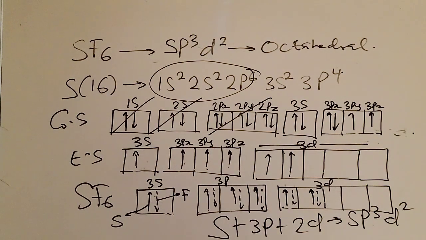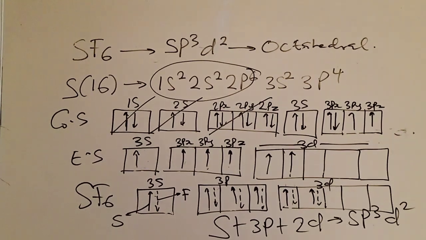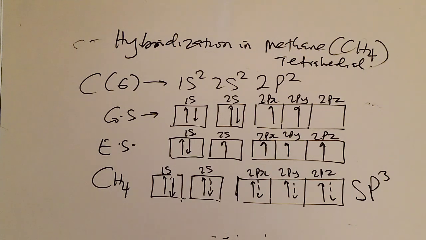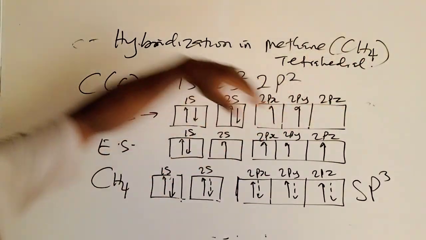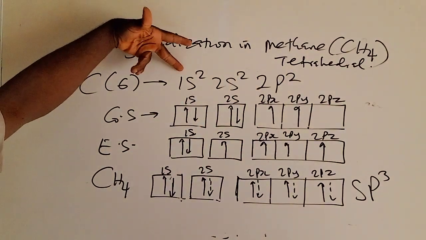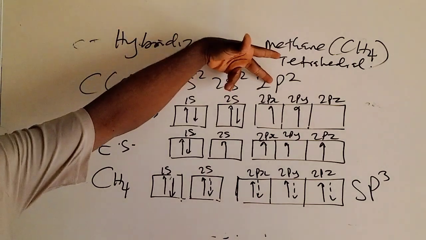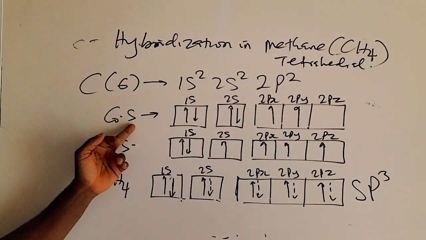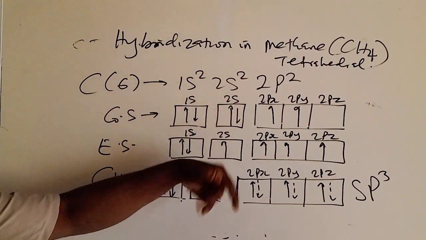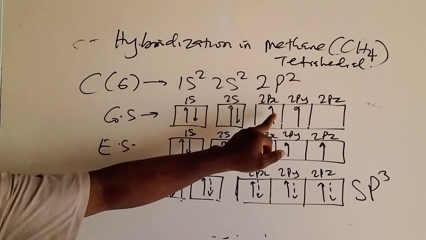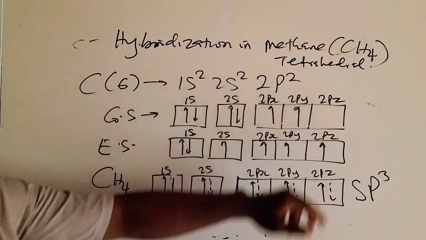sp3d2 hybridization pattern. So let's see what we can take on hybridization schemes in hydrocarbons. Let's quickly look at the hybridization scheme in methane, a molecule with tetrahedral shape. Methane is CH4, the central atom is carbon, with electronic configuration 1s2, 2s2, 2p2. In the ground state orbital diagram, you see the 2 electrons in 1s, the 2 electrons in 2s, then in 2p, according to Hund's rule, one each in 2px and 2py, and an empty 2pz.